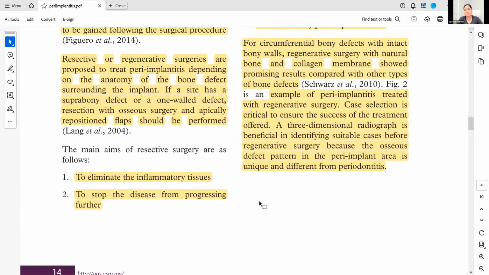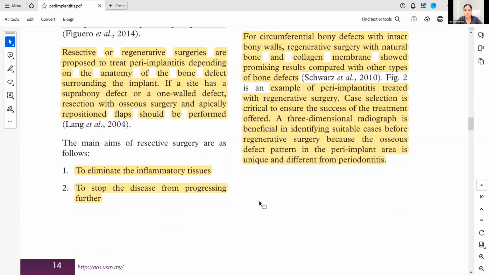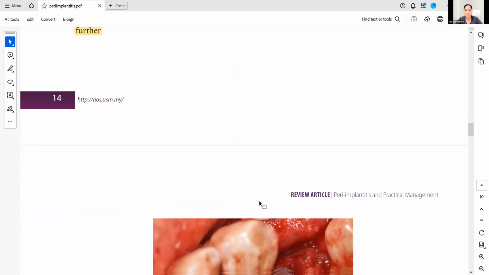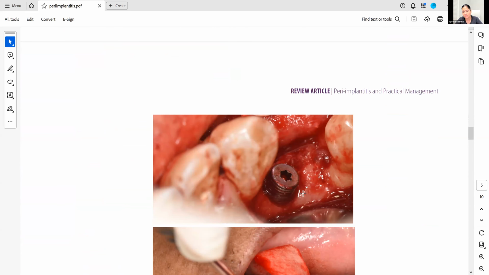So a peri-implantitis situation which was treated with regenerative surgery is shown here, where there was 3-dimensional bone loss around the implant. As you see, all the 4 bones around it, the mesial, the distal, the buccal and the lingual, all the 4 walls have been lost.